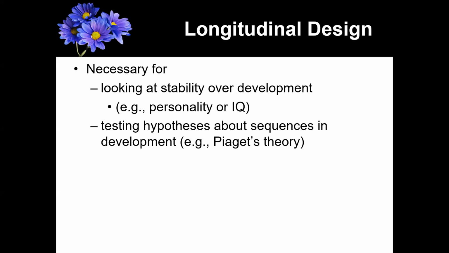But something like personality, you definitely know. If you wanted to know whether it is stable, or whether IQ is stable, then you definitely need to use a longitudinal design. Okay? And then also, when you want to test hypotheses about sequences in development, those sequences can vary in terms of what age they occur, but we know that one comes before the other.